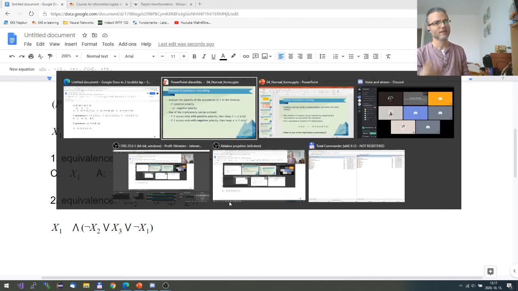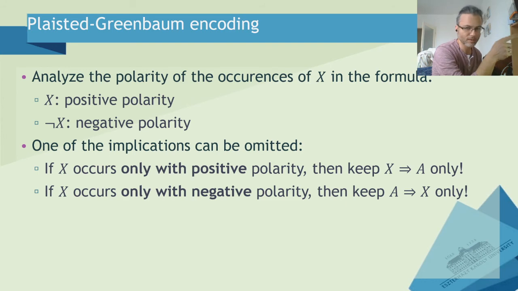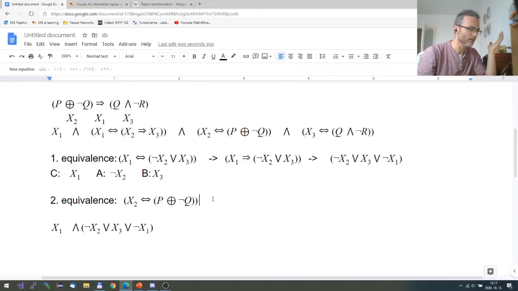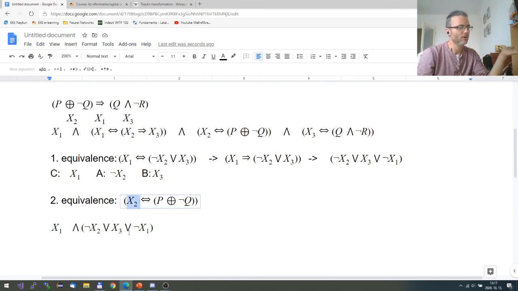But you already know that you can use Plaisted and Greenbaum's idea. So what we have to do is to check x2's occurrences in the formula so far. Can you tell me what polarity it has in this formula? Positive? No, it's negative.